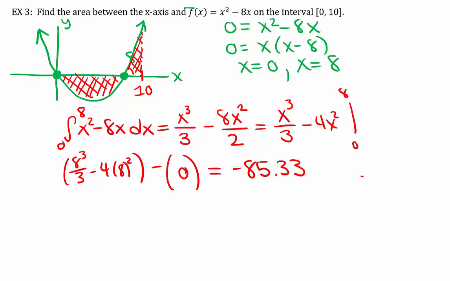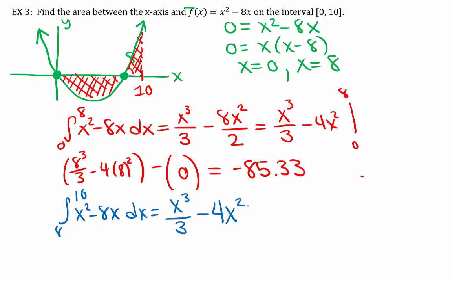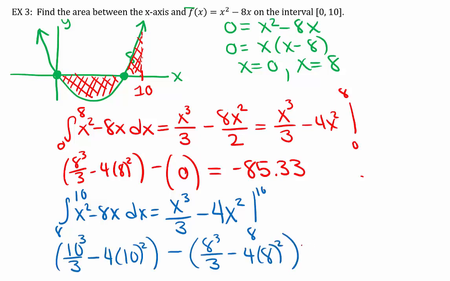Okay, now I'm going to integrate the region that's above the x-axis. So I'm going to integrate from 8 to 10, the exact same function. So I still get the same antiderivative, x cubed over 3 minus 4x squared. But this time I have to plug in the 10 and the 8. If I plug those numbers in and put this into my calculator, I end up getting 18.67.